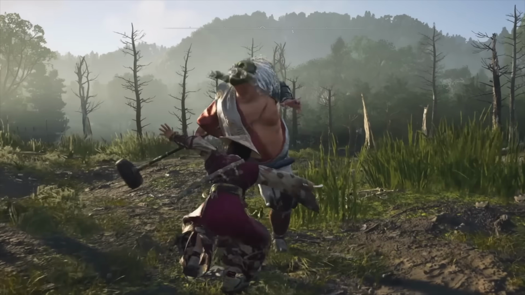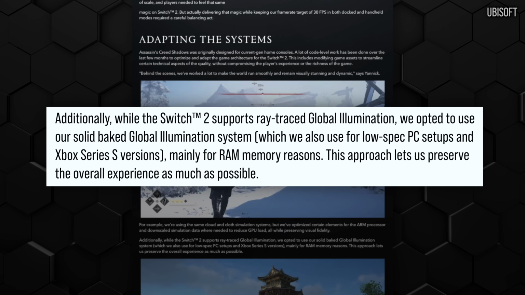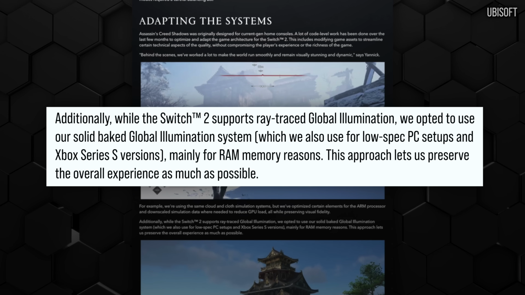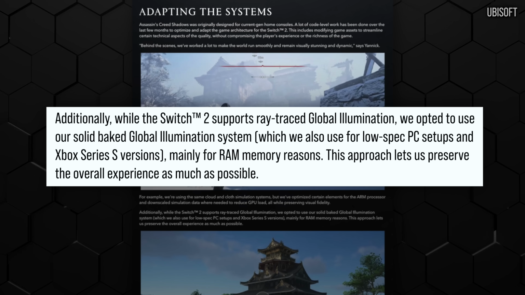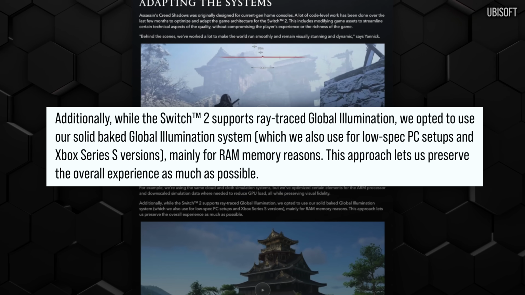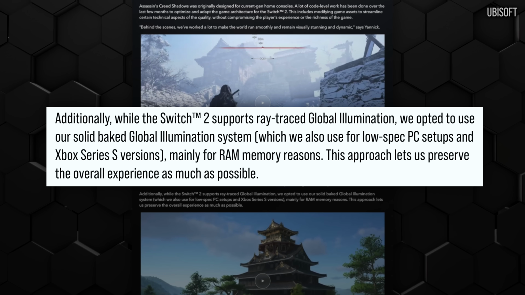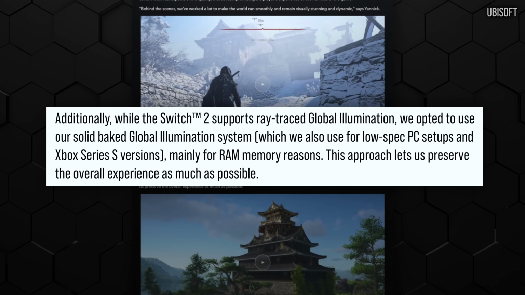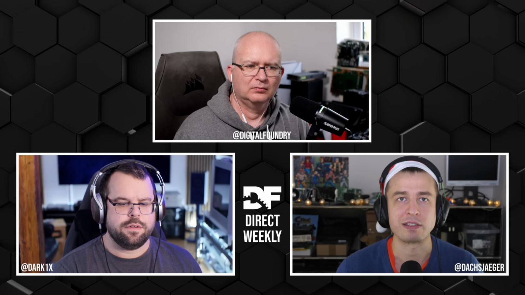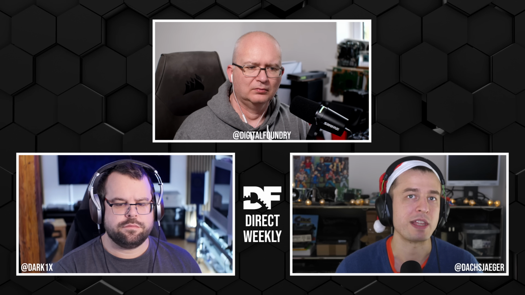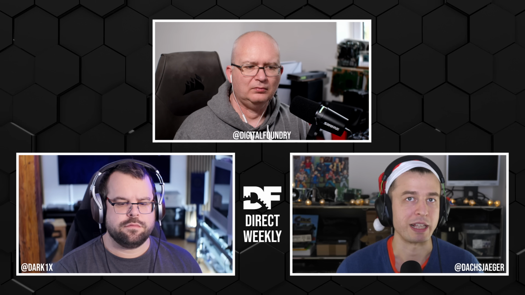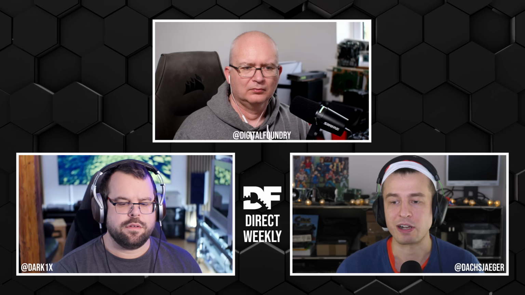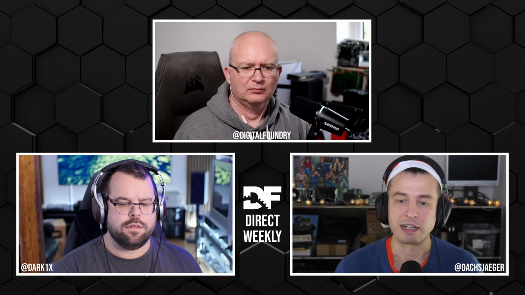One of the things they do mention is that the Switch 2 does support RTGI, like it could run it, but they opted to use the game's standard baked global illumination with probes. And the interesting part is they specifically say they did it mainly for RAM memory reasons. I don't know exactly if they mean storage, as in how much space they have in RAM, or if they meant speed, like bandwidth, for example. It's hard to know from a sentence like that.